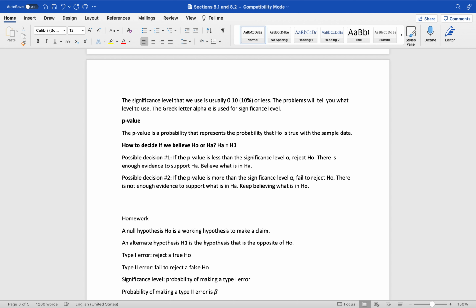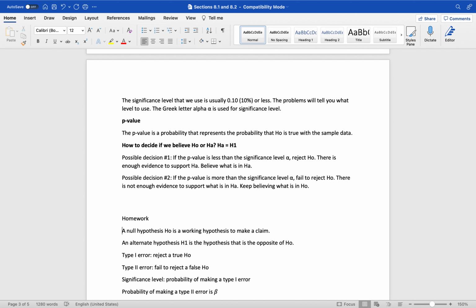Now we don't say accept H0, because it's the null hypothesis, which means you're believing it from the beginning, just like you're supposed to believe somebody is innocent from the beginning.